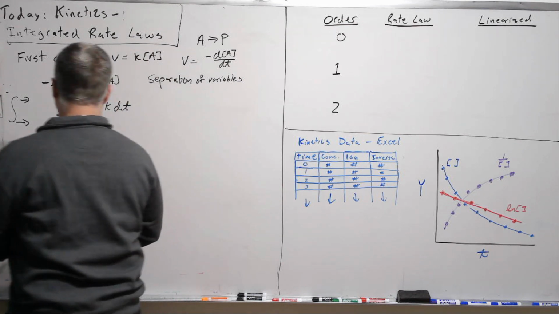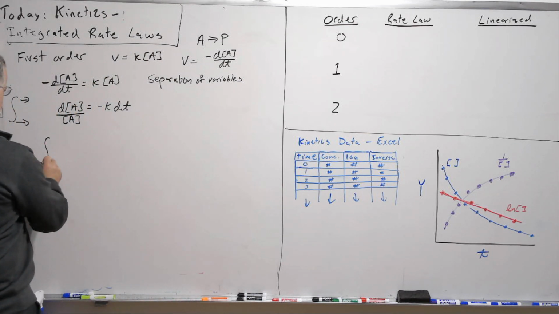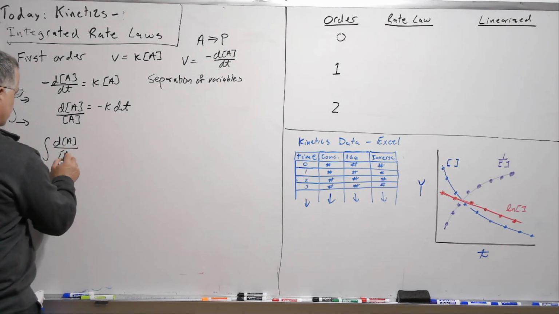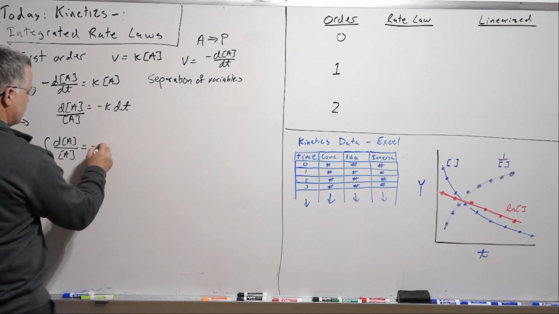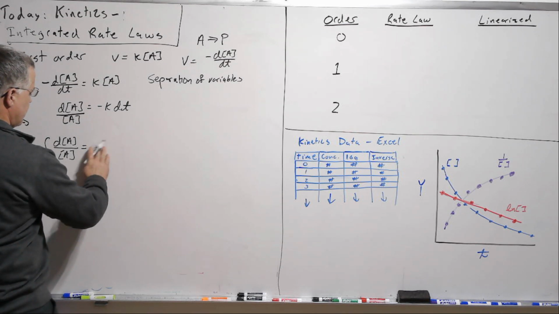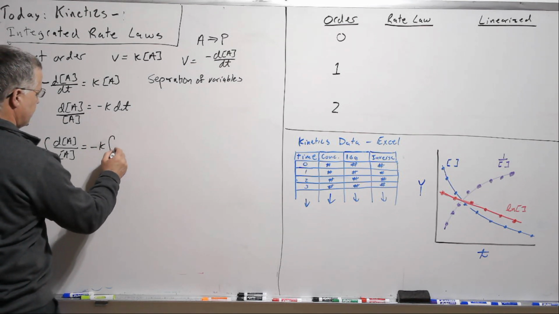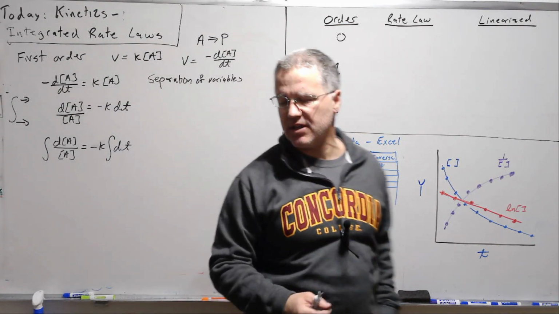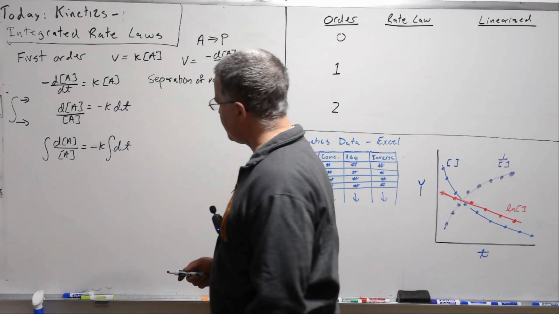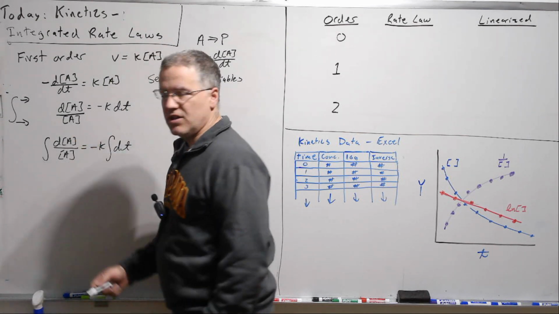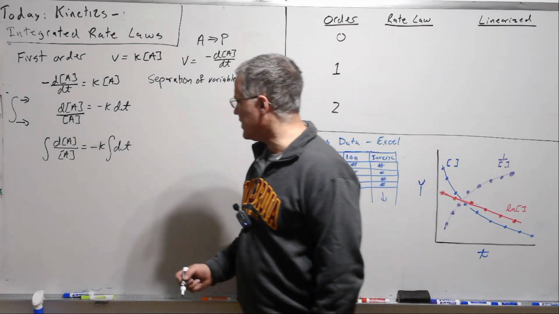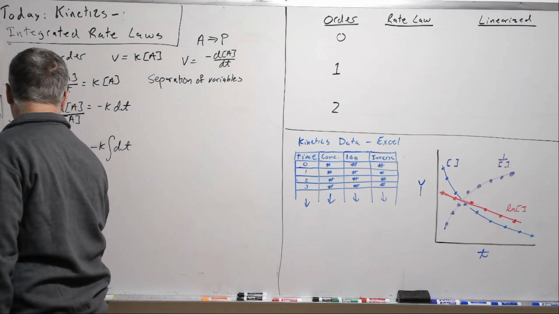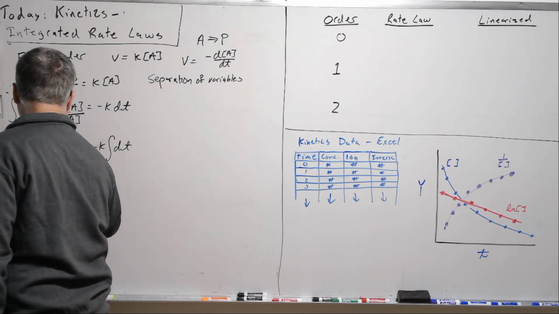So when we do that, we're going to get the integral, and minus and k are constants, so I can pull those out of the integral. And I get this. This is the integral of 1 over x. So if you're just starting to learn your integrals, this is going to be natural log of A.